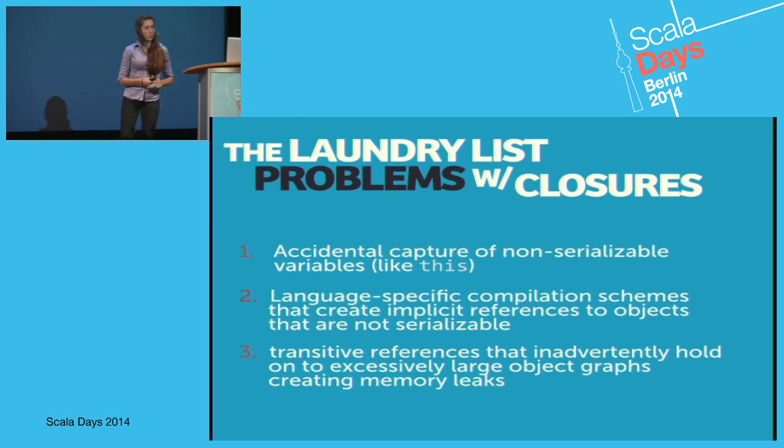And then also there's the problem of language-specific compilation schemes. This was sometimes the case for Scala. How the compiler deals with closures creates implicit references that the programmer doesn't necessarily know about to objects that also might not be serializable, in the same sense that this might not be serializable. Another problem is transitive references. You might have some crazy object graph which captures things in this transitive closure that might not be serializable, and you don't necessarily know it. Or it creates memory leaks that you don't want.